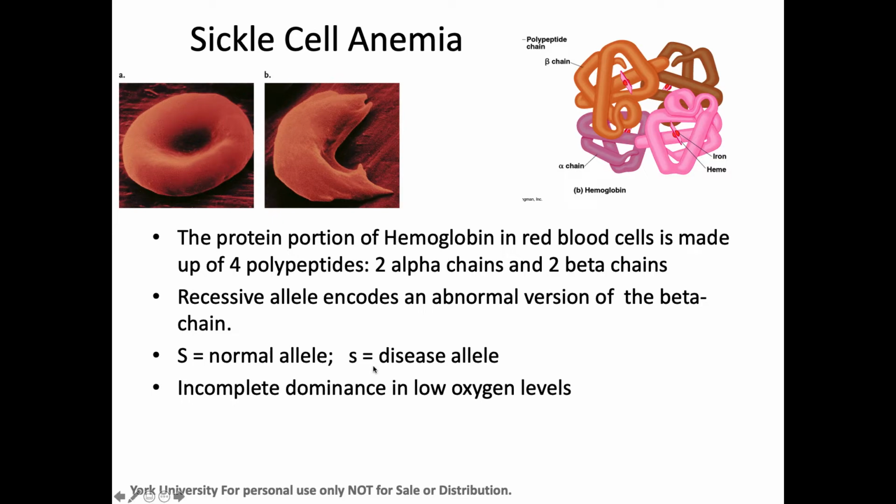In reality, the heterozygotes, individuals that have both a normal allele and a sickle cell allele, show evidence of incomplete dominance. Under normal oxygen levels, the phenotype is normal. Most of the red blood cells will look normal shaped. However, at low oxygen levels, there's a tendency for these red blood cells to sickle. In areas of high elevation where the oxygen levels are lower, they can become ill as a result of sickling in the red blood cells.